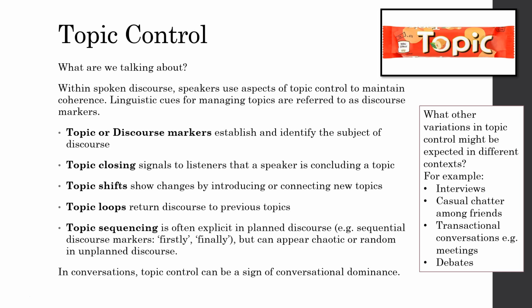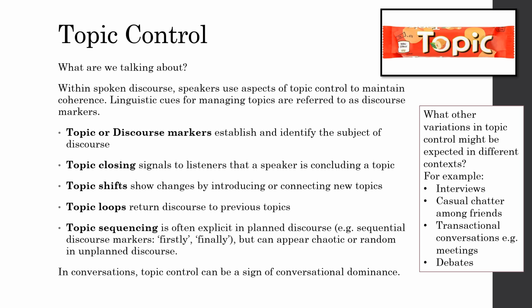Transactional conversations, i.e. meetings or, say, purchases. We talked about transactional functions in lesson 1, where we're looking at speech that has a job to do, where there's a kind of shared purpose or goal between two people. They're trying to get something done. Topic sequencing in those tends to be very goal driven and so possibly more direct.